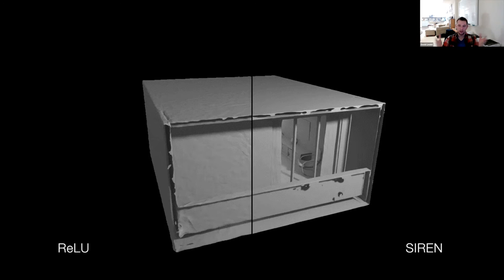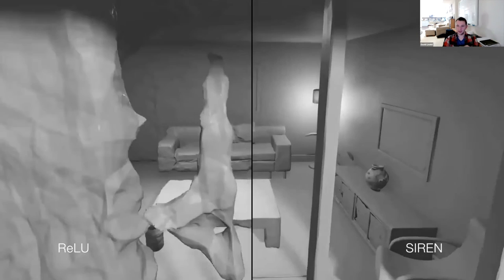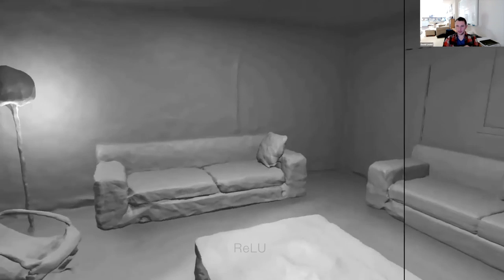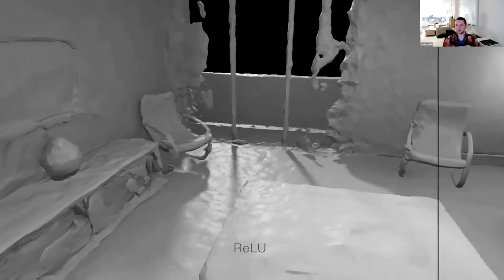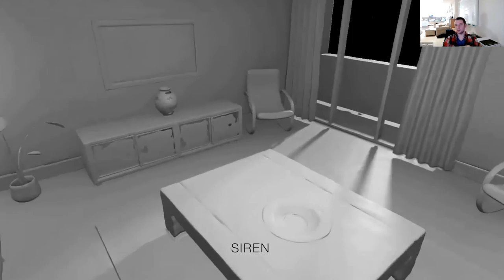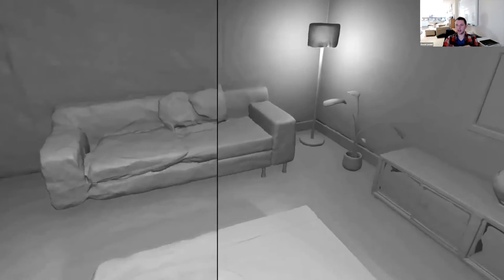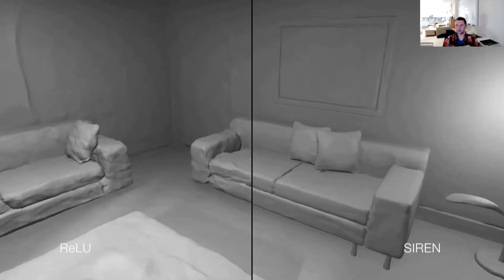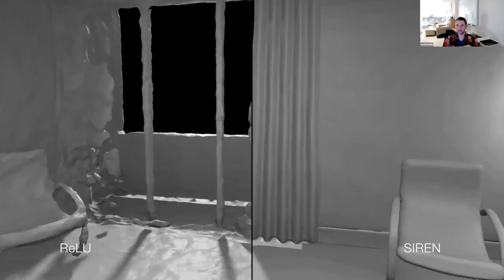And that trend also holds true for even larger scale scenes. So this is actually fitting an entire room size scene with SIREN compared to the ReLU architecture. And again, we can capture these high frequency details, and the overall fidelity of the scene is much better. So for example, the curtains or the feet of the sofas are actually captured with SIREN, whereas the other architecture fails to regress these fine details.